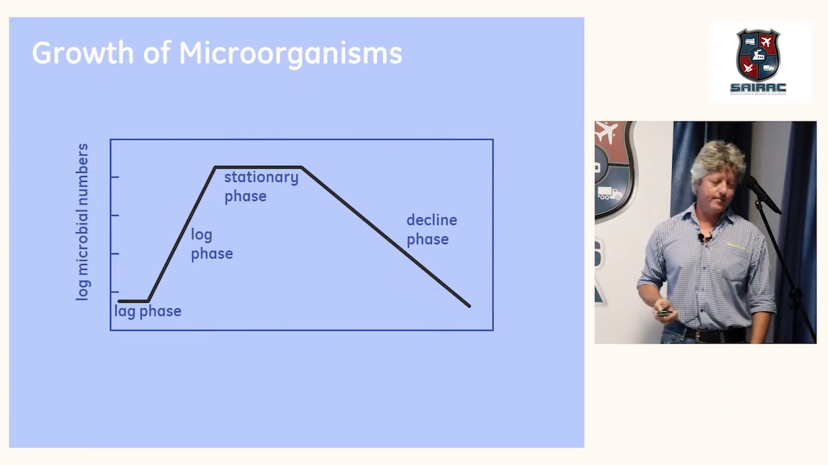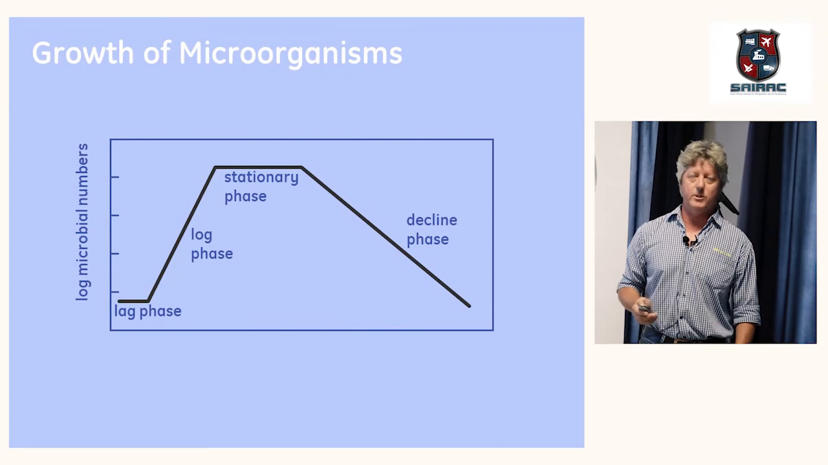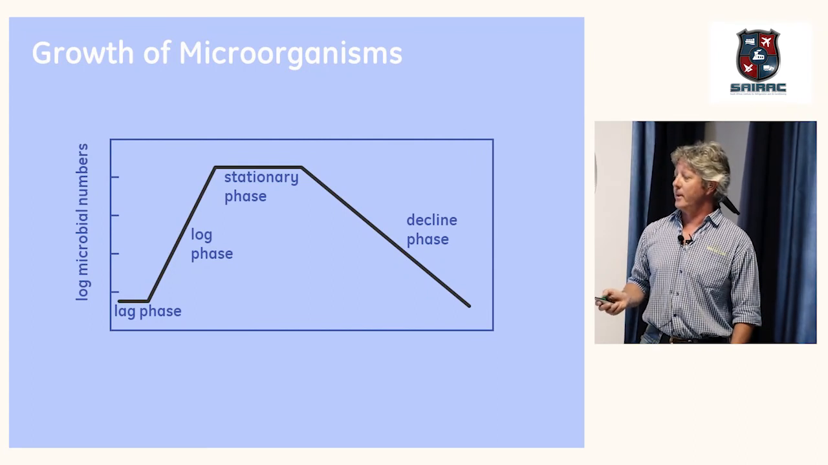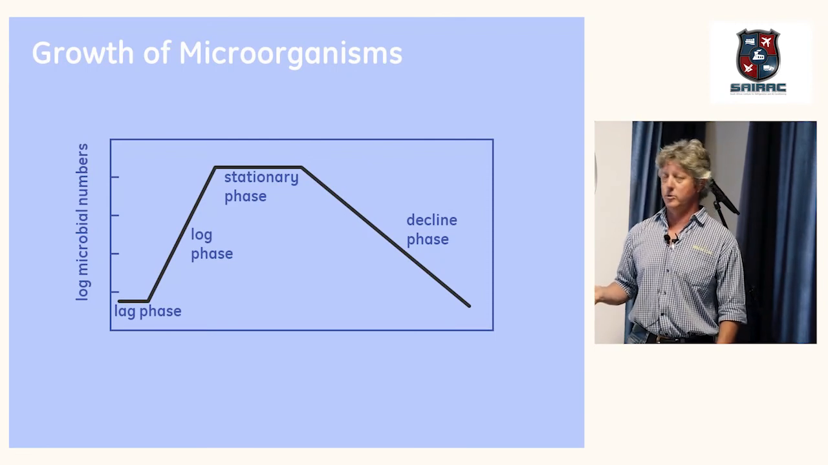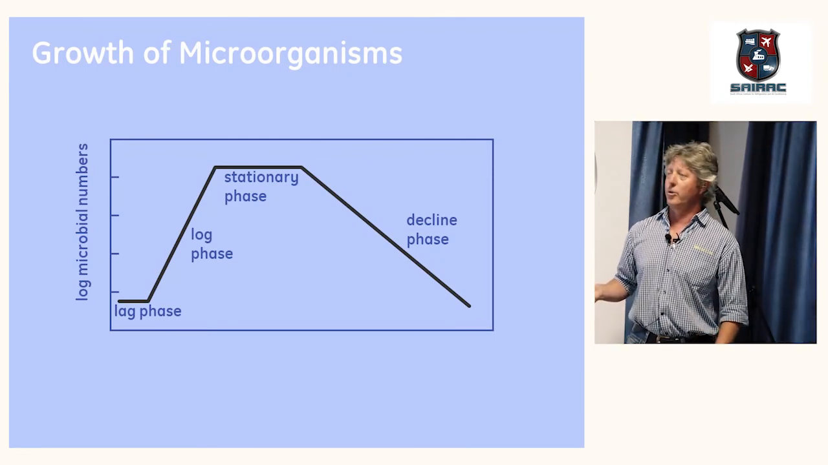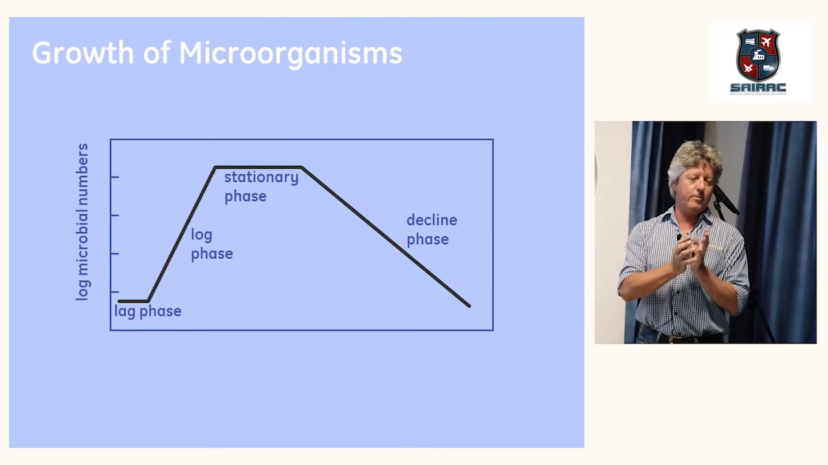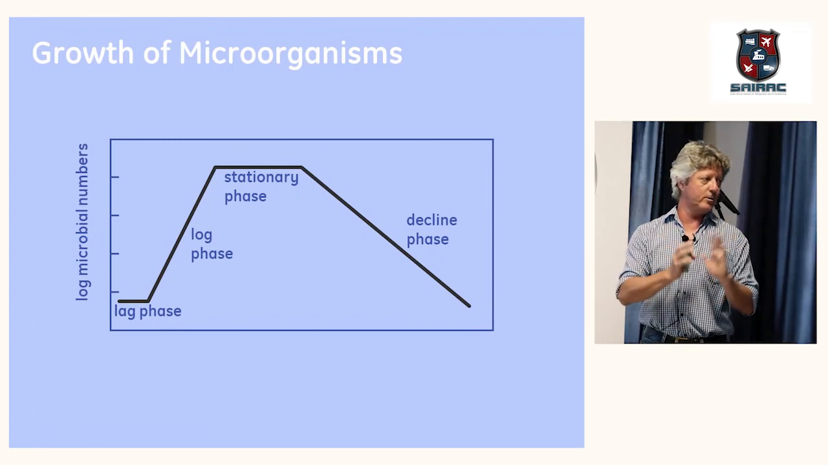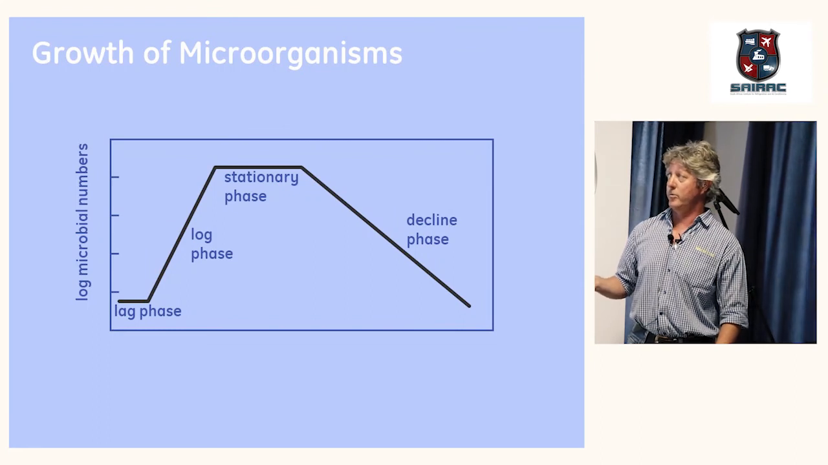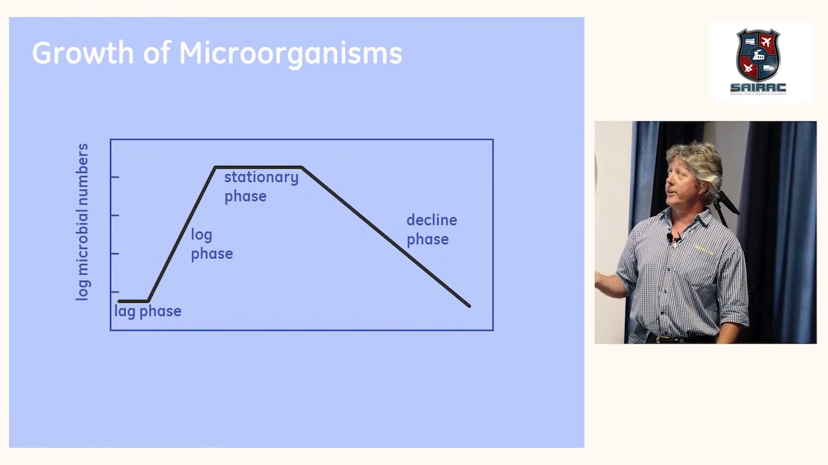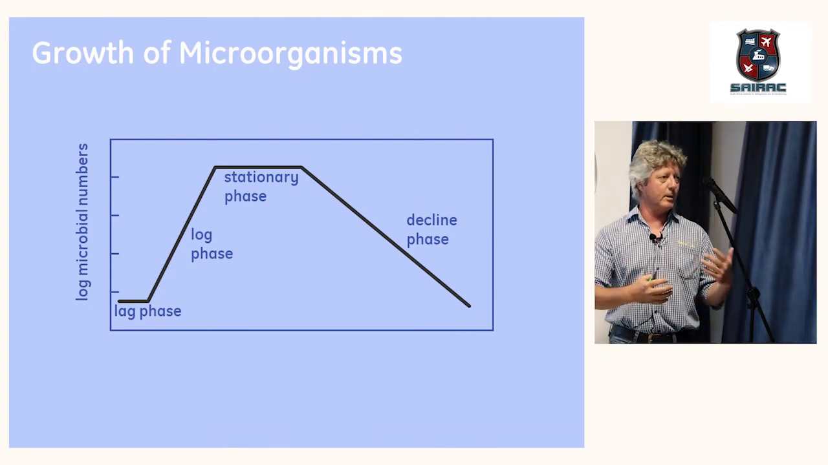Growth of microorganisms. Microorganisms grow or can increase in number extremely quickly. This is the normal phase in which they run. They have a lag phase where you have one or two bacteria. Then you get your logarithmic phase where they just grow and grow and grow. As long as there's enough nutrients and the temperature is correct, the growth is just totally out of control. Then you get a stationary phase. That is where the nutrients become less available.